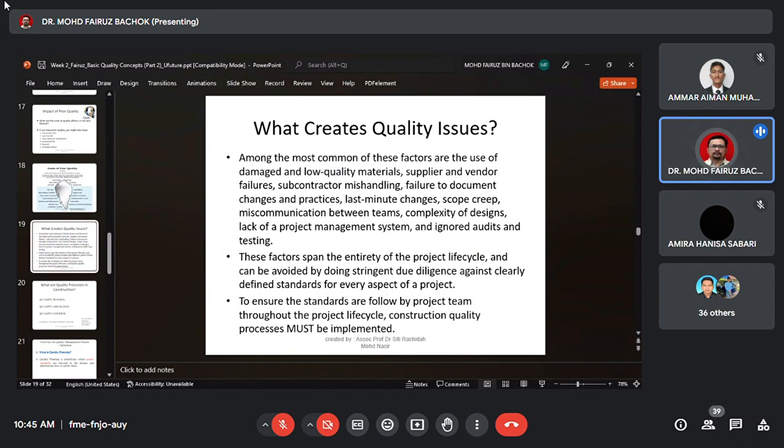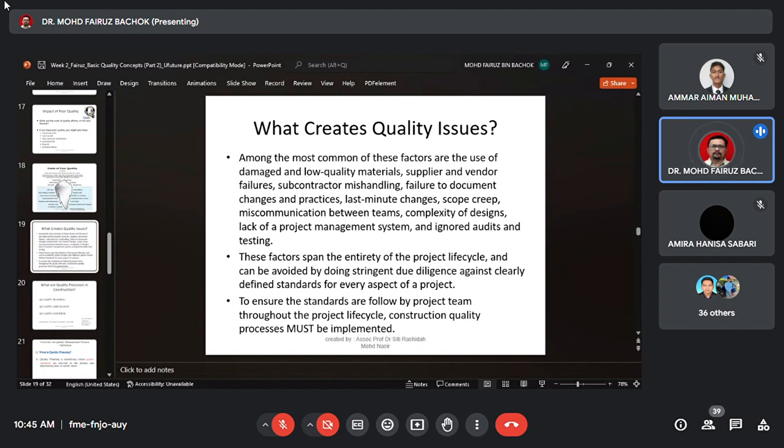The complexity of the design itself also, if you're not competent to build based on the design, will also be a problem. Okay, like ordering one thing and getting something else. Lack of a project management system, ignoring audit and also testing, because you need to cut the cost, you don't do any testing. Actually, testing is one of the processes called quality assurance. You need to conduct the testing on site, because it will control the damage in the future. If you ignore it, then it will be important. That's the thing that creates a quality problem on a construction site.